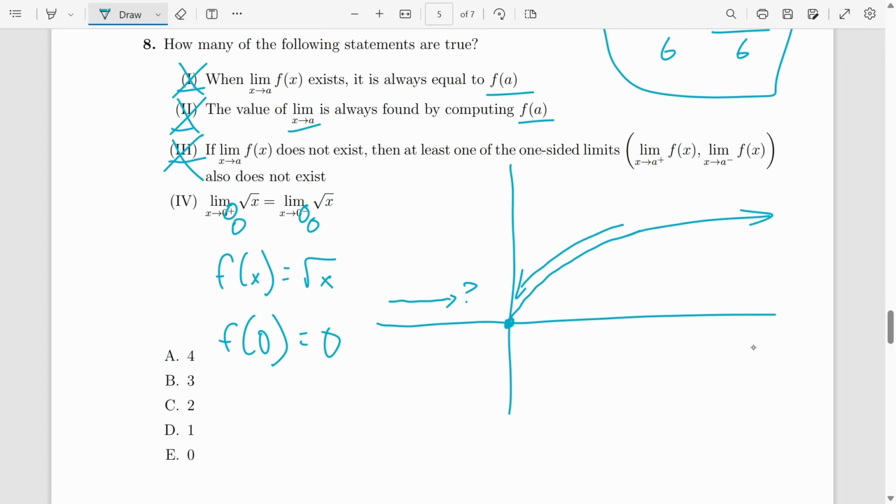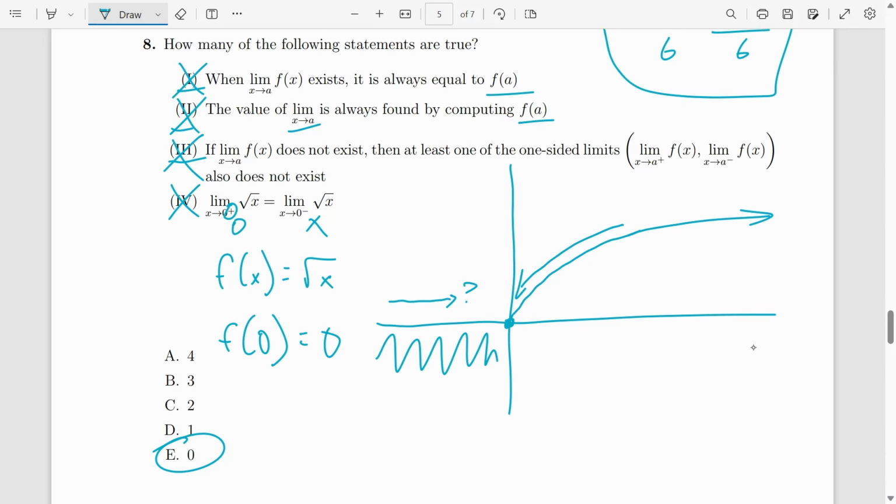really approaching anything, because the function isn't defined at all on the left side of the equation. It's not defined at all on the left of x equals 0. So the left-sided limit actually doesn't exist. So because of that, these don't equal each other, and 4 is also false. So we actually don't have any correct answers here.